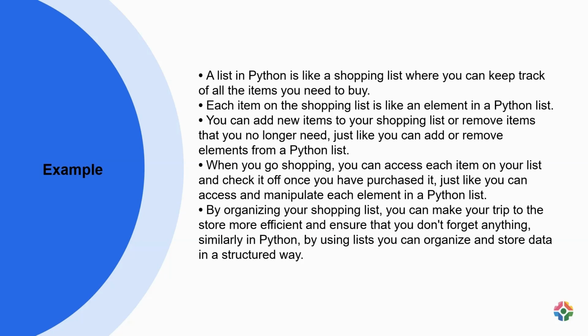When you go shopping, you can access each item on your list and check it off once you have purchased it, just like you can access and manipulate each element in a Python list. By organizing your shopping list, you can make your trip to the store more efficient and ensure that you don't forget anything. Similarly, in Python, by using lists, you can organize and store data in a structured way.